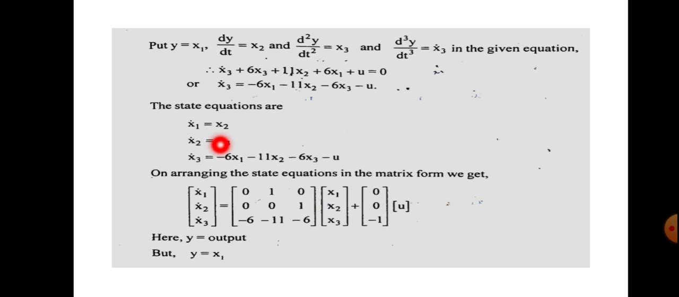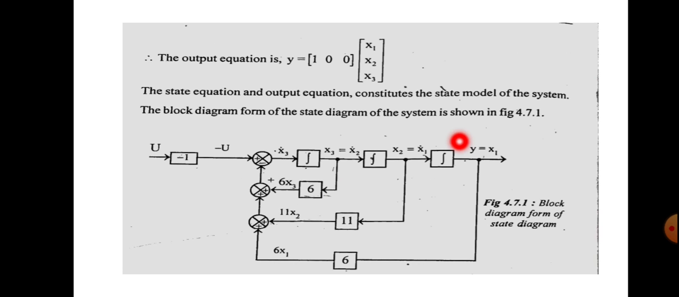And again you have to go to the x3 term. x3 dot is constituted by minus 6x1, minus 11x2 and minus 6x3. Up to now, these two terms you have drawn. Now you have to take a minus 6x1 term. That means x1 is multiplied by a scalar 6 and it is given to the adder with a negative sign. So here you can draw a scalar quantity 6 so that this x1 is multiplied by 6. So you will get 6x1 here and that will be added to all other quantities in the feedback path and given to the negative terminal of the summer. So it will constitute x3 dot.